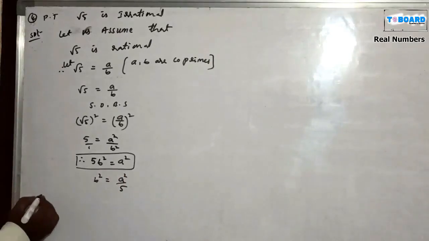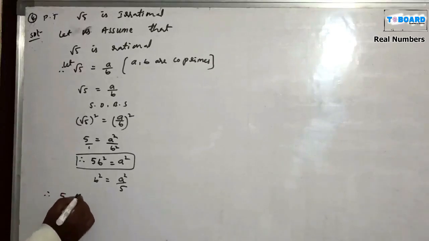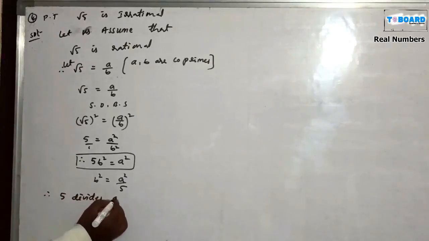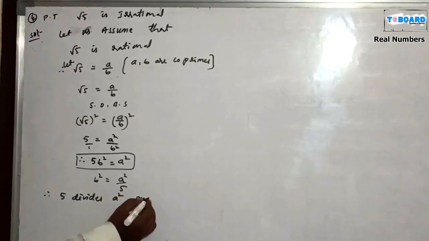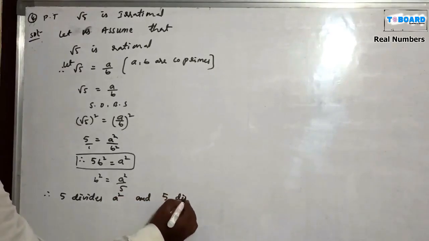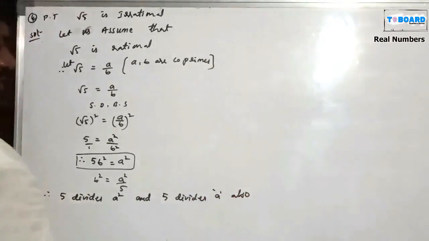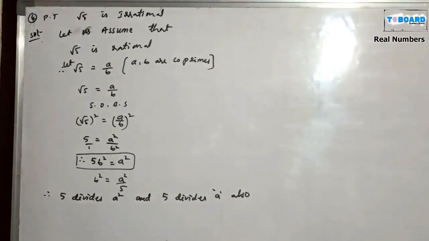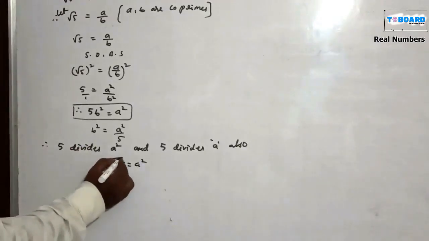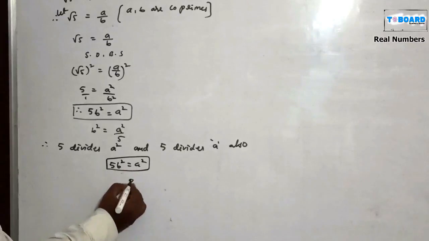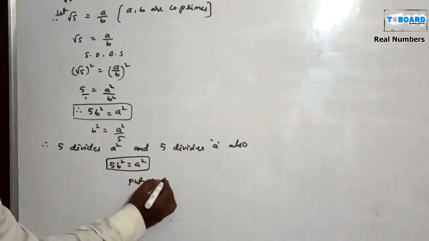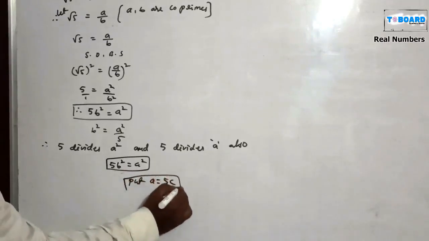b square equals a square by 5. That means 5 divides a square and 5 divides a also. Suppose a square is divided by 5, then a is also divided by 5. Now here 5 b square equals a square, put a equals 5c.